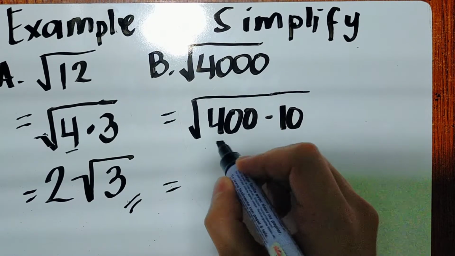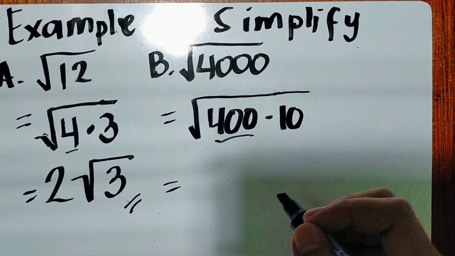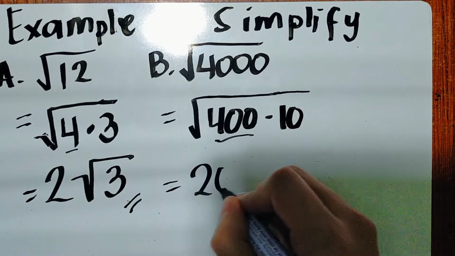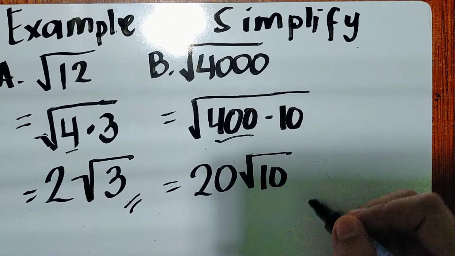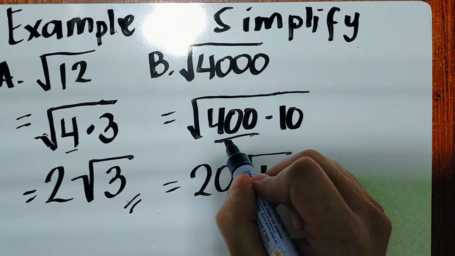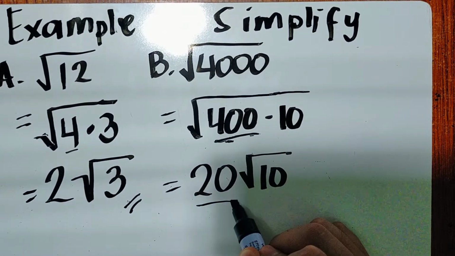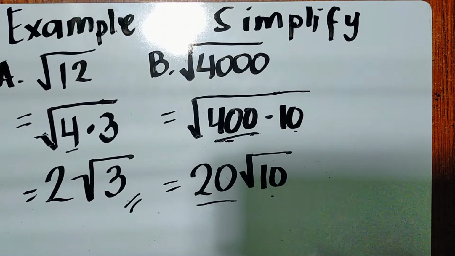And 400 is a perfect square. Perfect square of 20. Okay? So, ang natira sa loob is 10 na lang. Okay? Kasi nilabas mo yung 400 because the square root of 400 is 20. Okay? So, ang natira sa loob is yung 10 na lang.